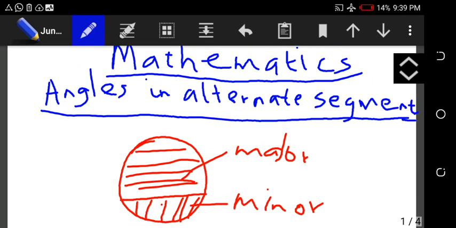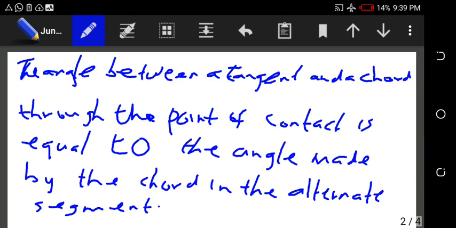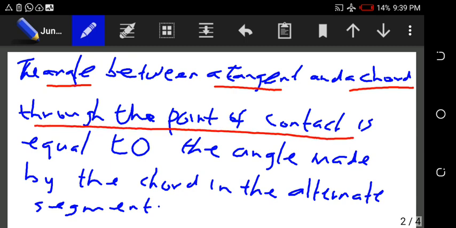Okay, let's take a look at the theorem of angles in alternate segments before we illustrate it in a drawing. The theorem states that the angle between a tangent and a chord through the point of contact is equal to the angle made by the chord in the alternate segment. Let's highlight some keywords. The angle between a tangent and the chord through the point of contact is equal to the angle made by the chord in the alternate segment. So let's make a diagram to illustrate this theorem.